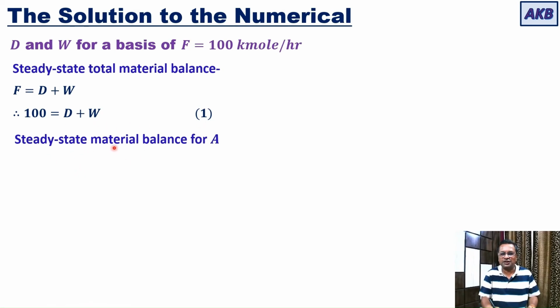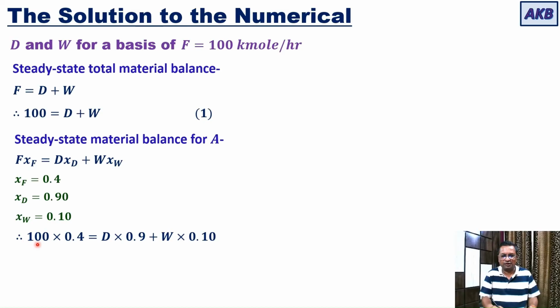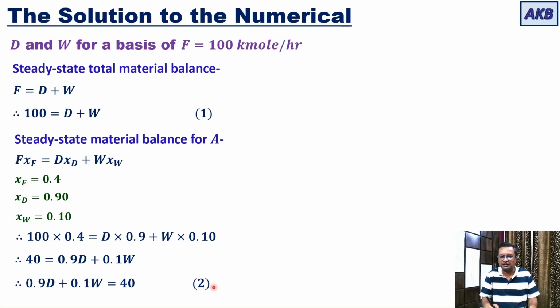Then we will be using steady state material balance for A, that is the more volatile component. So it is F into XF, that is equal to D into XD plus W into XW. So XF is 0.4, XD is 0.9 and XW is 0.1. And F of course is 100. So we are going to use this. Therefore you have 100 into 0.4 is equal to D into 0.9 plus W into 0.1. That is 40 is equal to 0.9 D plus 0.1 W, because 100 into 0.4 is 40. I'll just rearrange it. So it will be 0.9 D plus 0.1 W is equal to 40. I'm calling it equation 2.